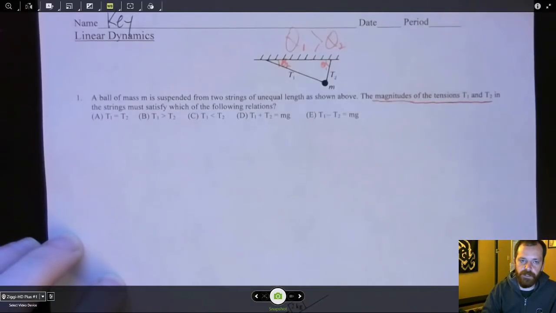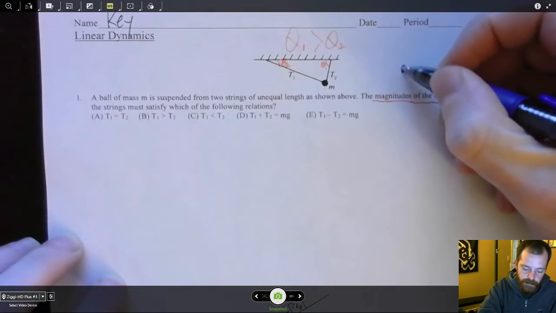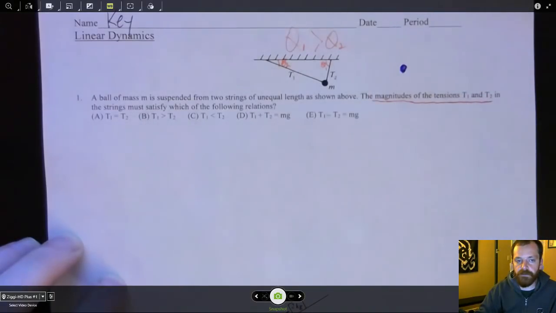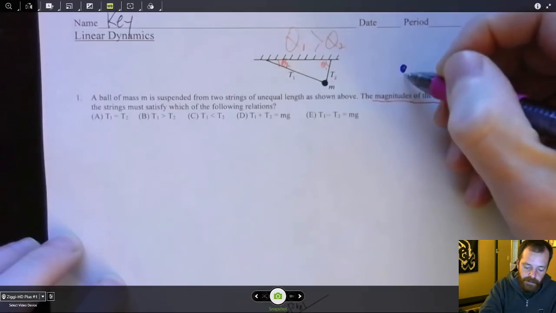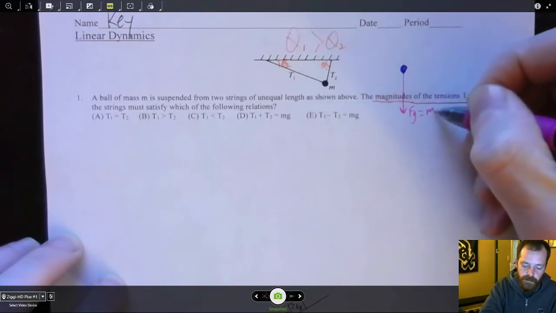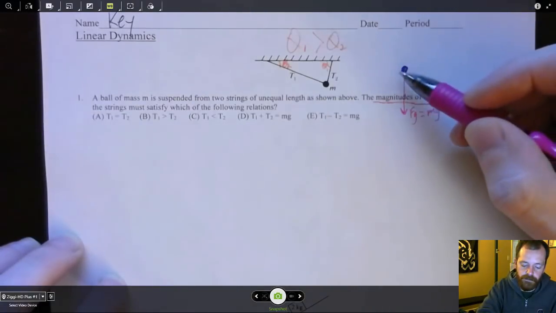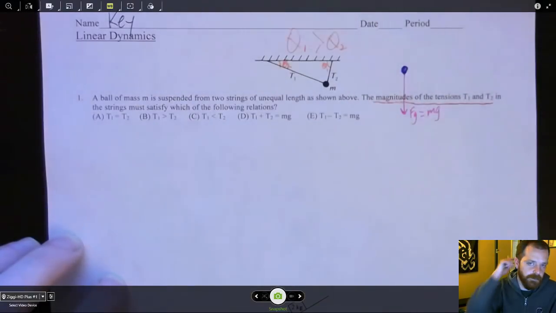So let's draw a free body diagram for this, and let's think about that, right? So we have our object here, and obviously we're on Earth, right? So there's going to be a force of gravity acting on the object, which is equal to mass times the acceleration due to gravity. And we have these two diagonal forces. Now let's think about their components here.